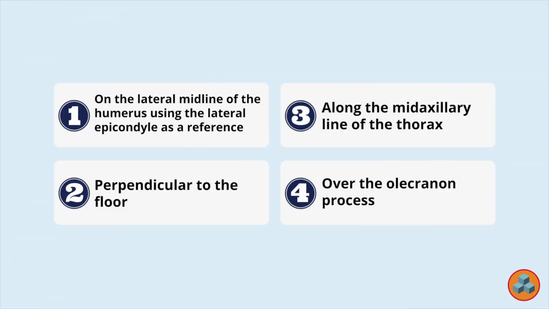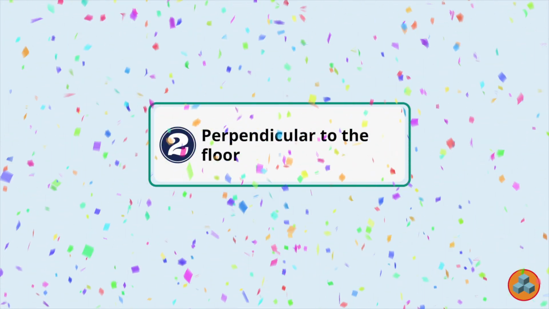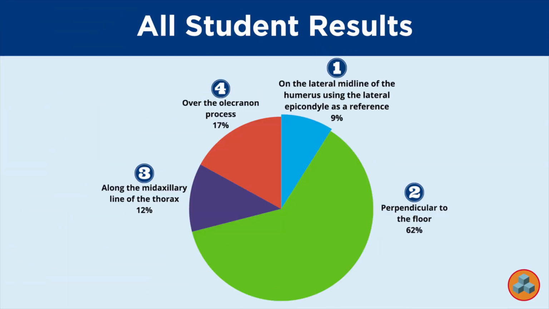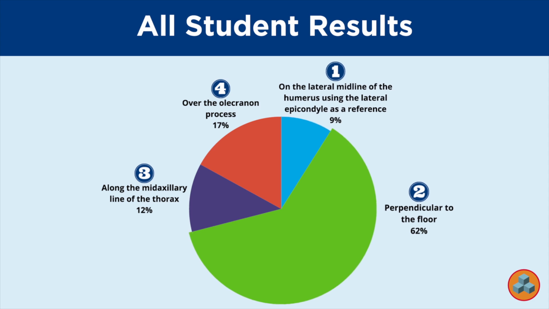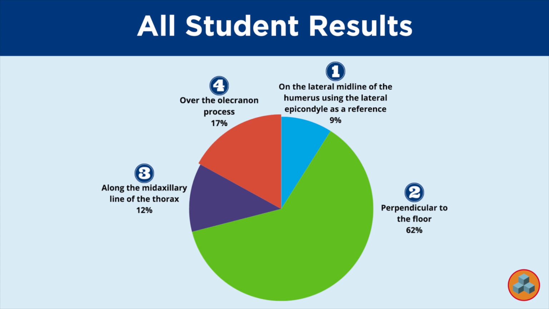The correct answer is option 2. Let's explore the all-student data. 9% of students selected option 1, on the lateral midline of the humerus using the lateral epicondyle as a reference. 62% of students selected option 2, perpendicular to the floor, the correct response. 12% of students selected option 3, along the midaxillary line of the thorax. 17% of students selected option 4, over the olecranon process.